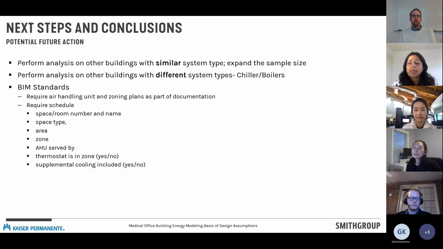Next, BIM standards. So at SmithGroup, we have utilized the data to create air handling unit zoning plans and also just the individual zoning plans. So having those required as part of the documentation, we see that as a huge help in making the data extraction process much easier. And with the data being live within the building information model, you can require a schedule that can be easily extracted with all the information that's listed below that we use to get our data to be able to be analyzed for this process.